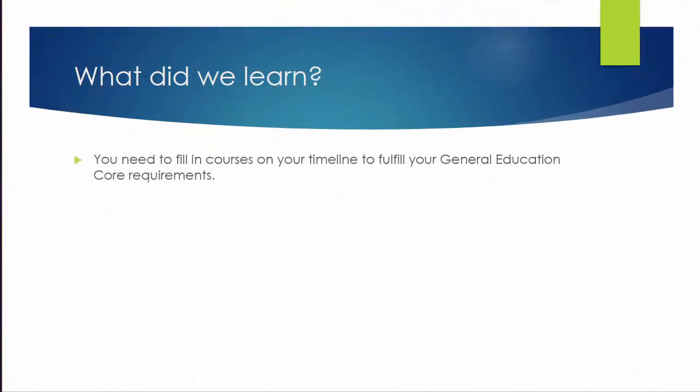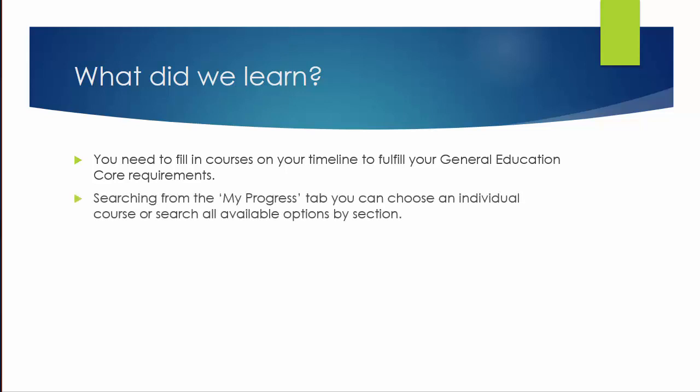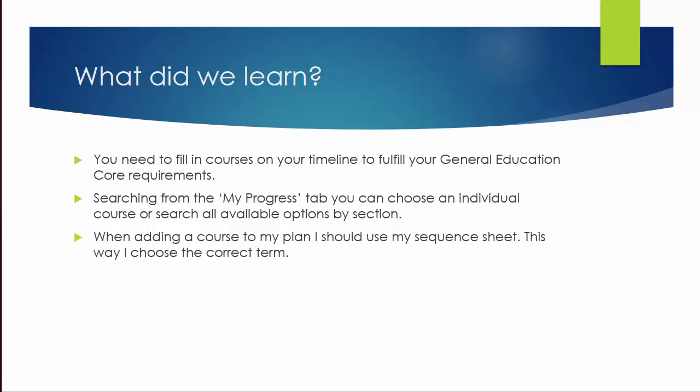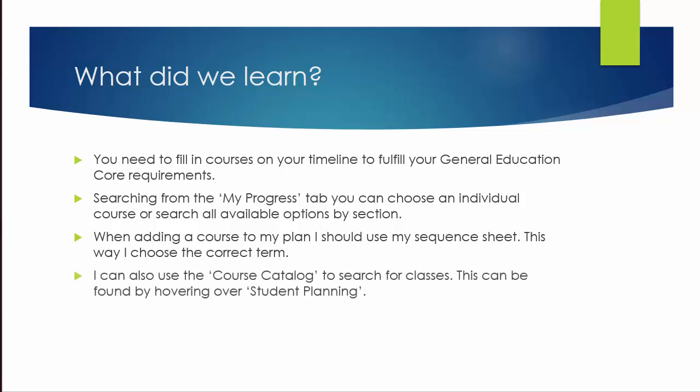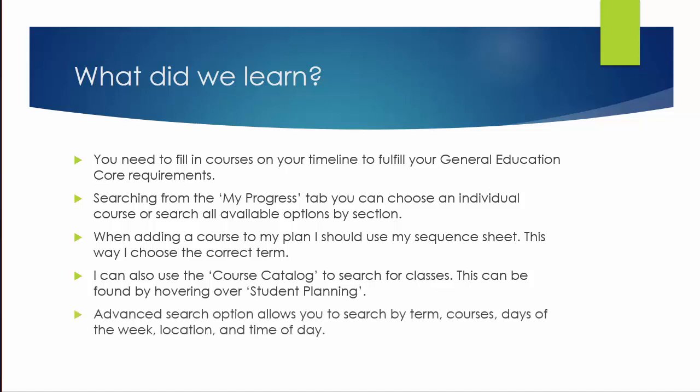What did we learn? You need to fill in courses on your timeline to fulfill your General Ed core requirements. Searching from the My Progress tab, you can choose an individual course or search all available options by section. When adding a course to my plan, I should use my sequence sheet. This way I choose the correct term. I can also use the course catalog to search for classes. This can be found by hovering over Student Planning. Advanced Search option allows you to search by term, courses, days of the week, location, and time of day.